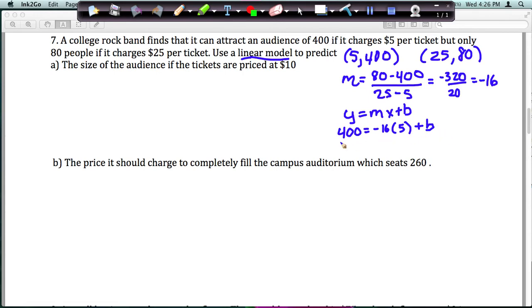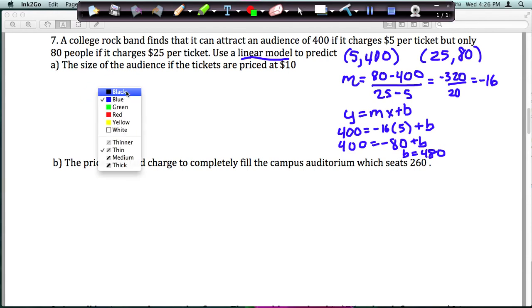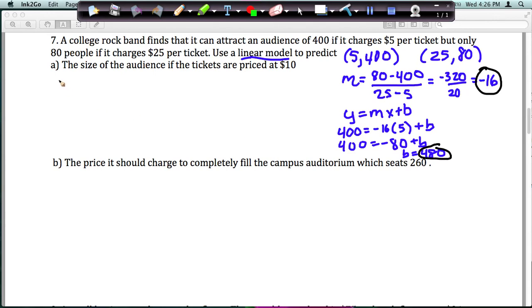So I'm going to go ahead and simplify. Negative 16 times 5 is negative 80 plus b. And to get b by itself, basically add 80 over to the other side. And I'm going to have b equals 480. So that is our y-intercept. So I'm going to come over here and write the equation of the line that we just found using this slope of negative 16 and this y-intercept of 480. So I'm going to have y equals negative 16x plus 480.